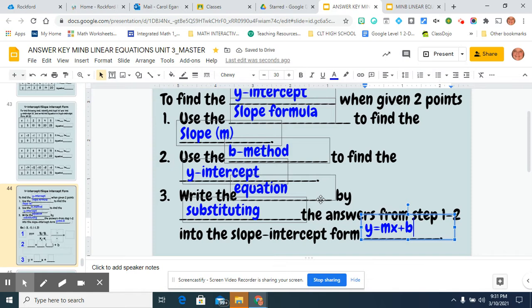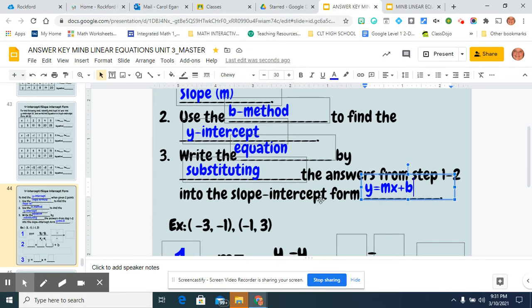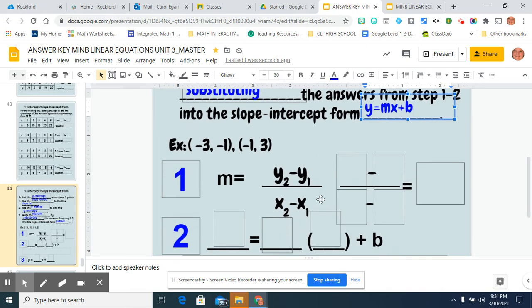So these are not new skills. These are skills that we have been taught beforehand, and we're just continuing to combine them and use them to kind of reach our end goal. So let's go ahead and do an example.